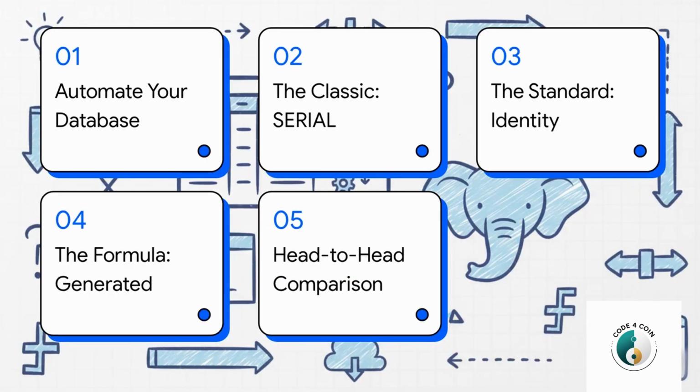All right, so here's what we're going to cover. First, we'll talk about why you'd even want to automate this stuff. Then, we'll look at the classic way to do it with Serial. After that, we'll level up to the modern SQL standard identity columns and then check out the super clever generated columns. And to wrap it all up, we'll put them all side by side so you know exactly which tool to grab for the job.